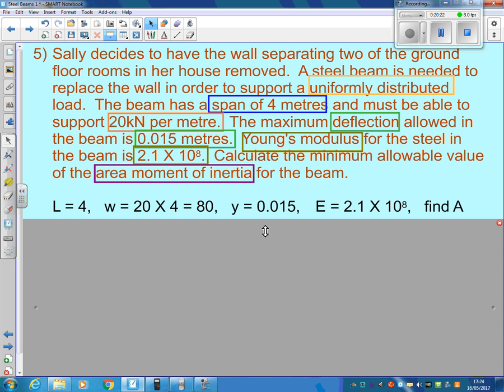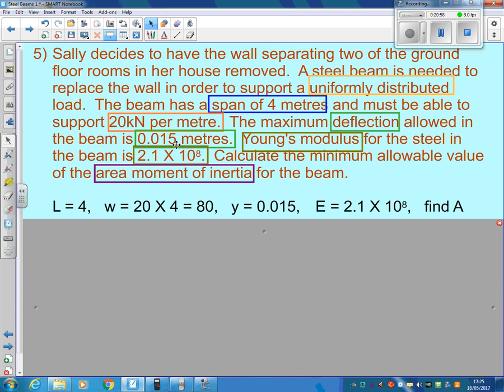So let's put down what we know. The span, that's L, that's 4. Now, the W, notice it's saying here, uniformly distributed, it is 20 kilonewtons per meter. It's not saying the W is 20 kilonewtons, it's 20 kilonewtons for each meter. So if my span's 4 meters and I've got 20 kilonewtons on each meter, then my actual load is going to be 20 times 4, which is 80. So the load is 80 because it was 20 on each meter. We've got to read the question really carefully.